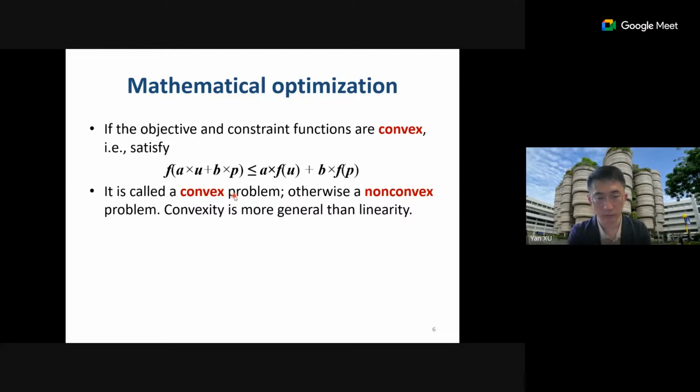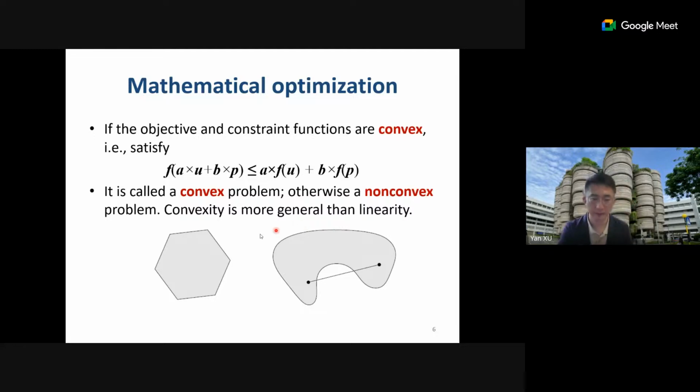Otherwise, the problem will be considered as a non-convex problem. Okay. So strictly, simply speaking, convexity is more general than linearity. Now, let me show how we can understand the convexity.